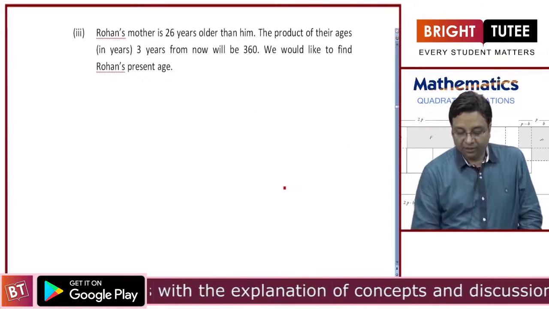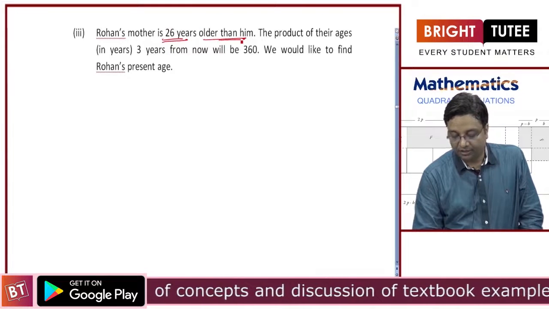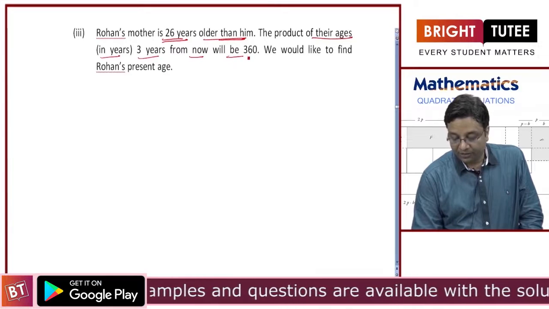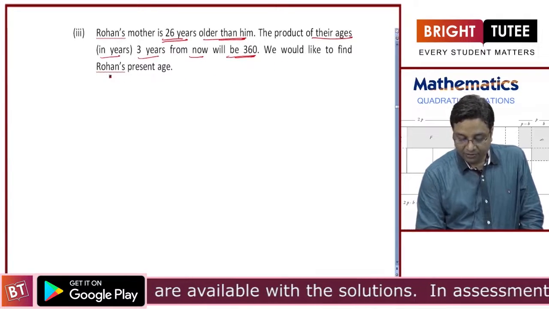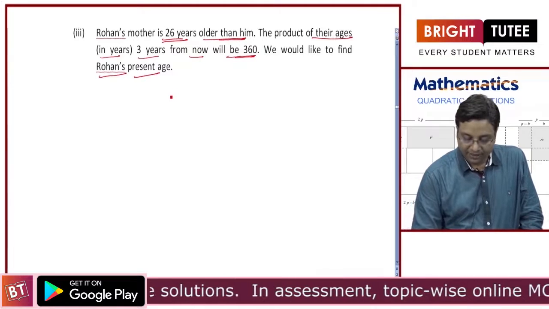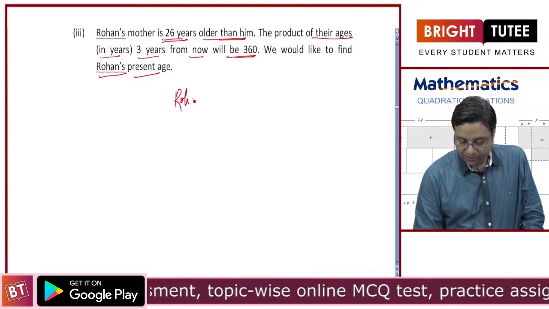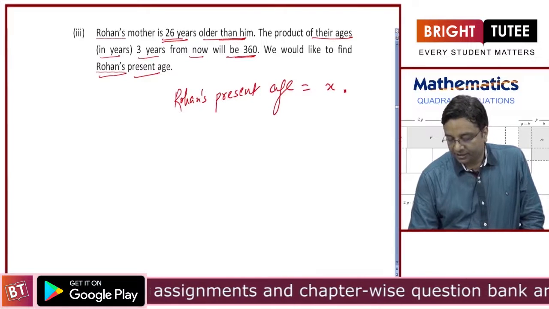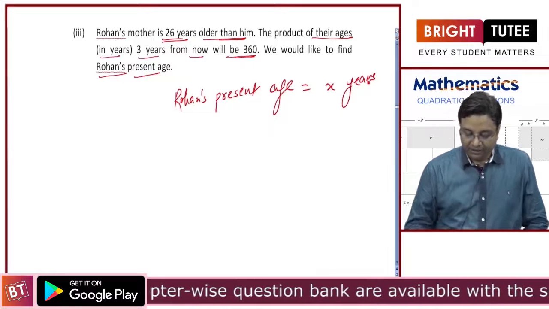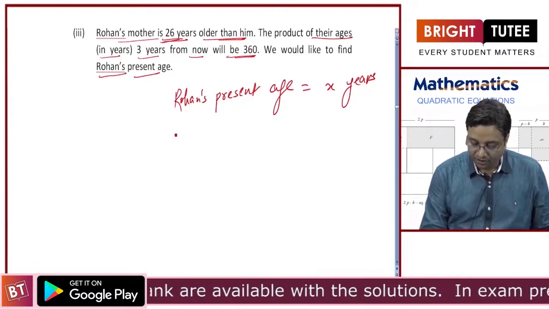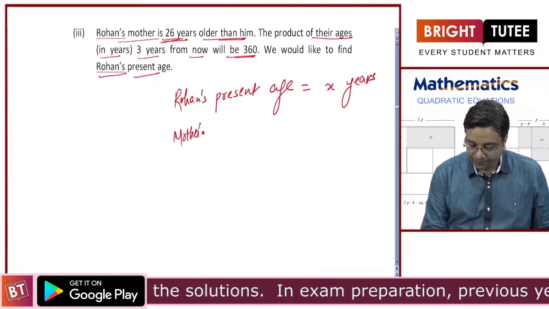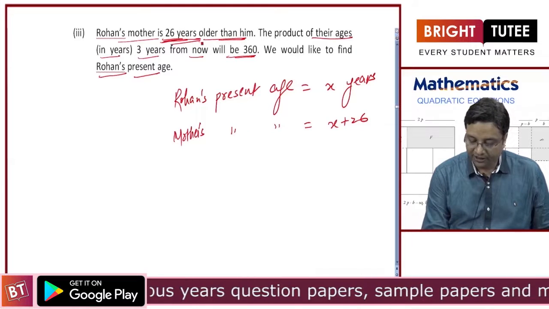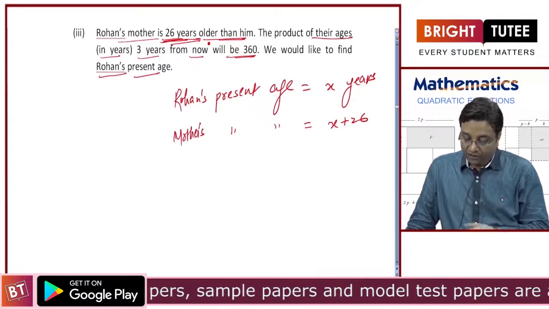Now, let us look at this one. Rohan's mother is 26 years older than him. The product of their ages 3 years from now will be 360, right. We want to calculate Rohan's present age. Let us say Rohan's present age is x years, right. So, Rohan's mother's present age will be x plus 26 because she is 26 years older than him.